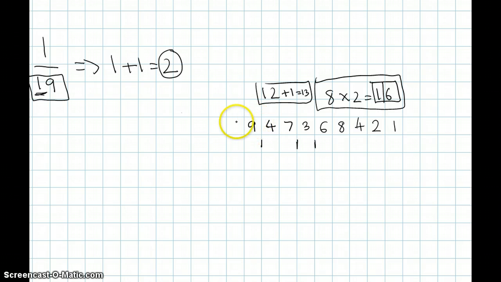9 times 2, which is 18. So we write the 8, write the carryover as well. 8 times 2 is 16, plus 1, 17. And the carryover. 7 times 2 is 14, plus 1, 15. Carryover as well. 5 times 2 is 10, plus 1 is 11. 1 times 2 is 2, plus 1 is 3. 3 times 2 is 6. 6 times 2 is 12. 2 times 2 is 4, plus 1 is 5.